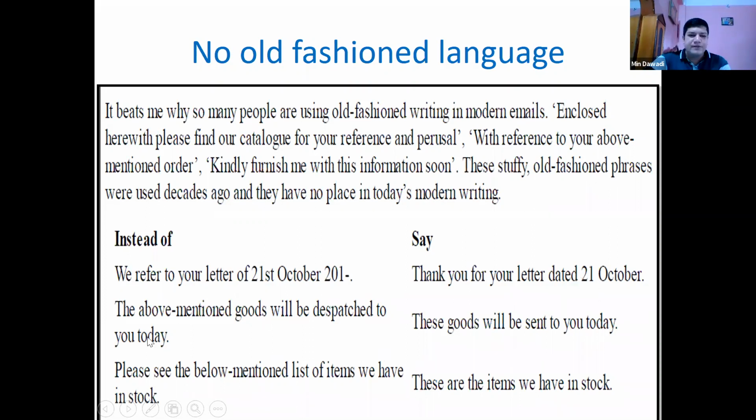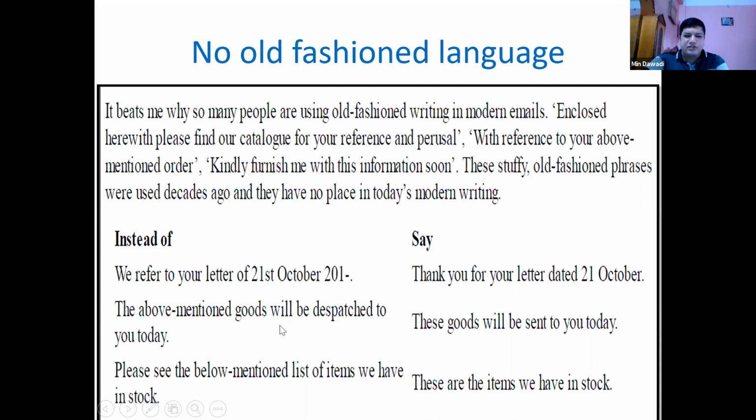For example, instead of "we refer to your letter of 21st October 2000," simply you can say, "Thank you for your letter dated 21st October." "We refer to your letter of this one" is only confusing and not so modern. So you can say, thank you for your letter you sent.